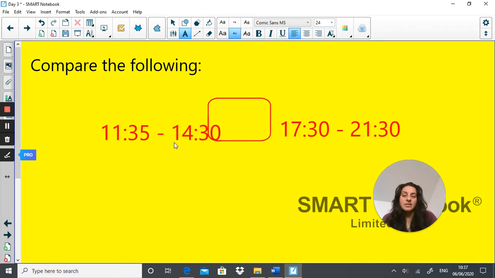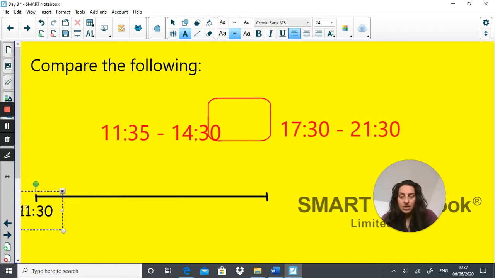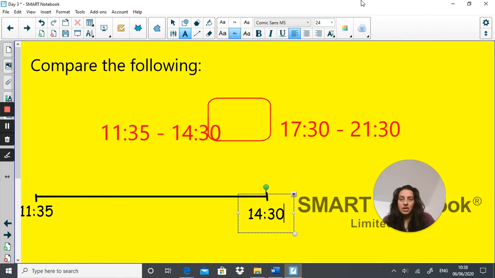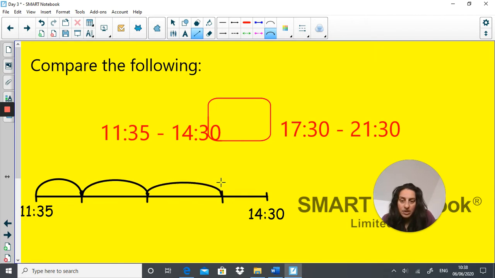So the elapsed time between 11:35 and 14:30, I would probably do a number line because it's a bit more complicated. So I'll do a number line here. I would do this and this, and my times would be 11:35 and 14:30. We have a jump here to 12, then 13, then 14. I guess we've got a jump here, a jump here, a jump here, and a jump here.